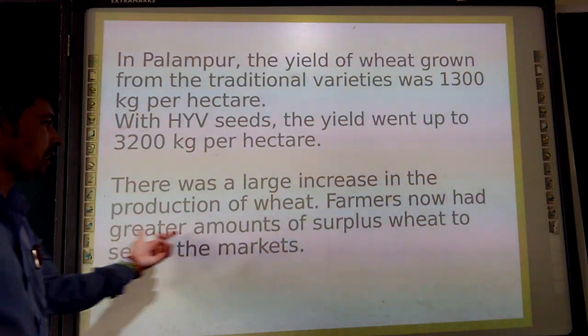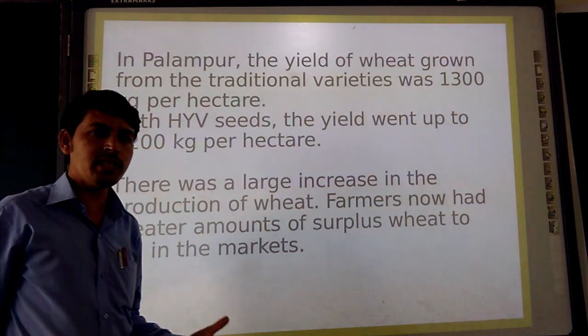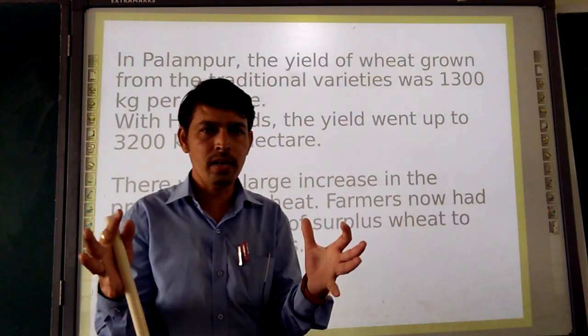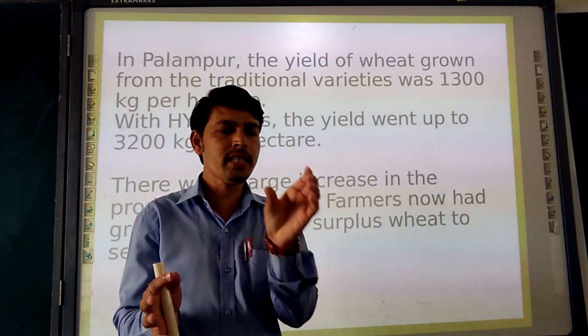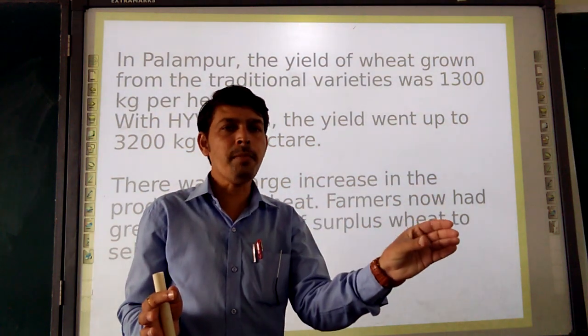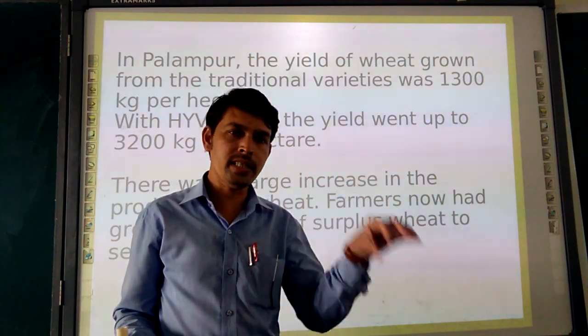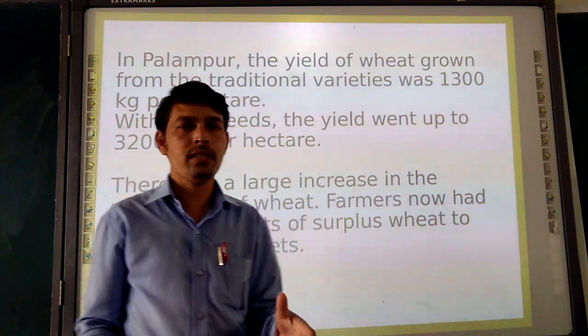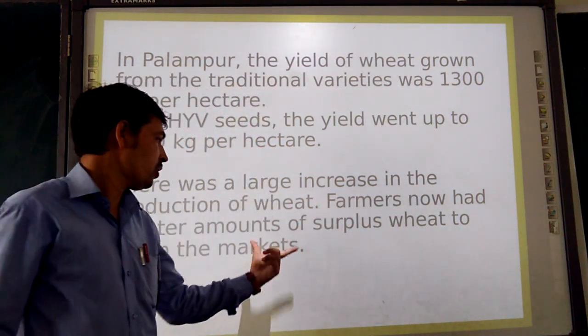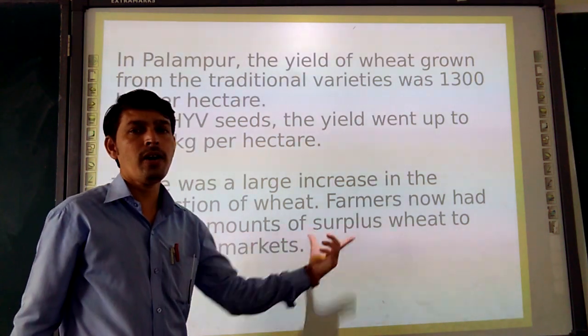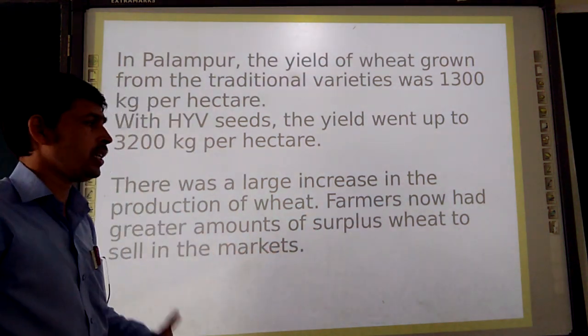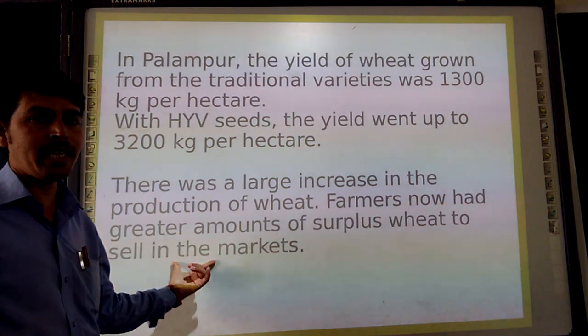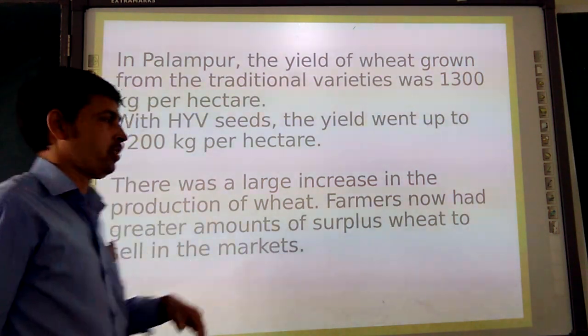Farmers now had a greater amount of surplus. So what is surplus? Out of whatever they produced, they used to keep some amount of food grains for their own sustenance, and the remaining was surplus. They used to sell it in the market. So here the surplus of production is more, so they can sell in the market and gain more profit.